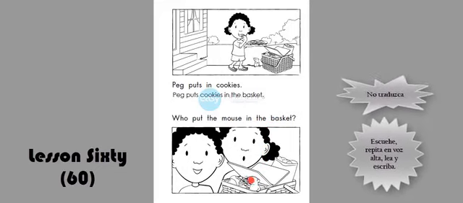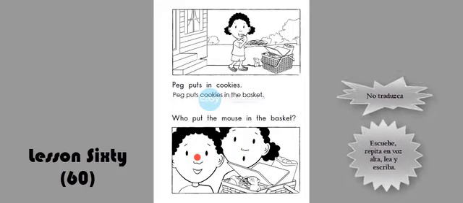Was it Peg? Was it Ted? Did you put the mouse in the basket? Did I put the mouse in the basket? Who did? Okay, let's go on to the activities.